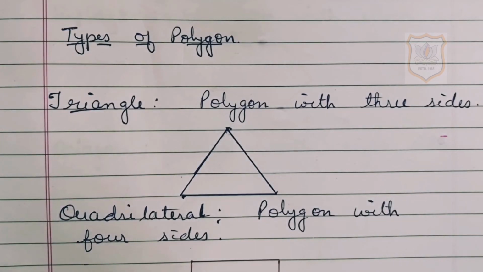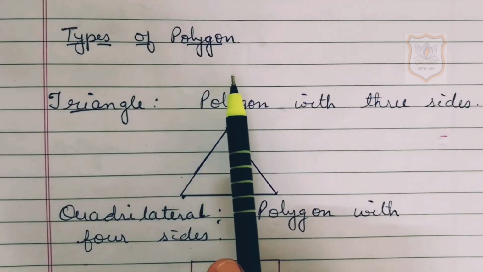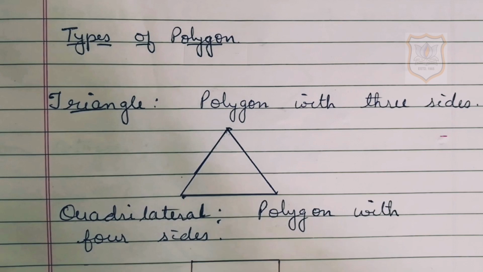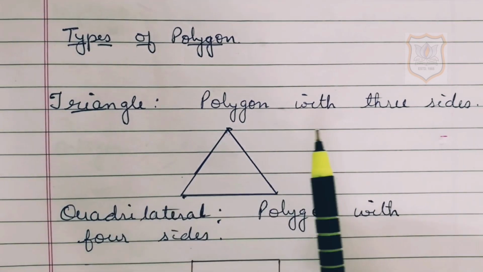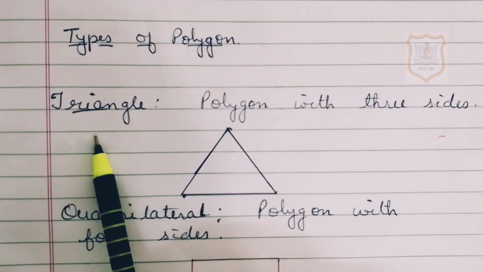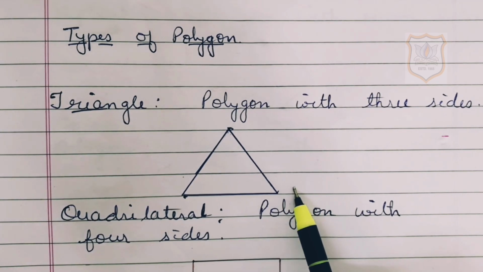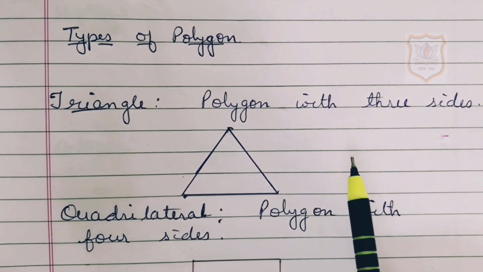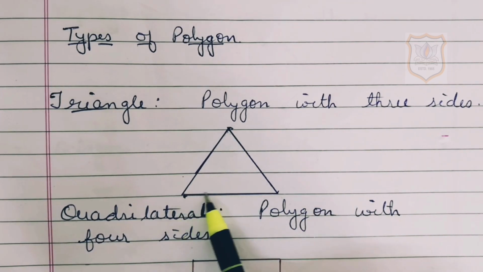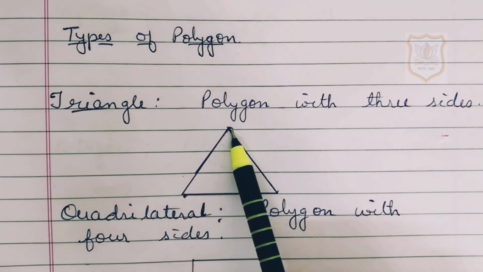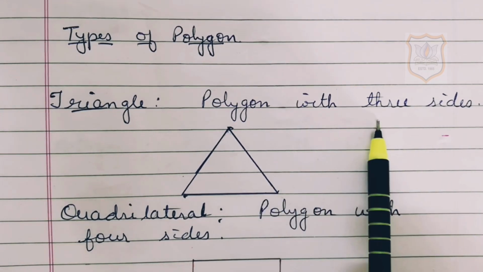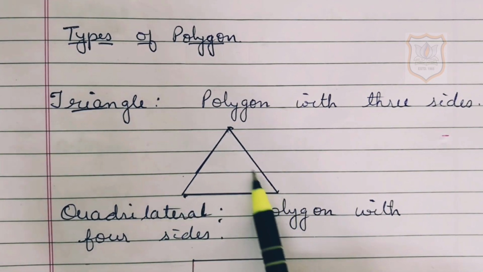Now we move to our next topic, that is types of polygon. There are different types of polygon. The first one is triangle. A polygon with 3 sides is called a triangle. Students, here for an example you can see this is a closed figure which is made up of 3 line segments. This is 1, 2 and 3. So this polygon is called a triangle which has 3 sides. First side, second side and third side.